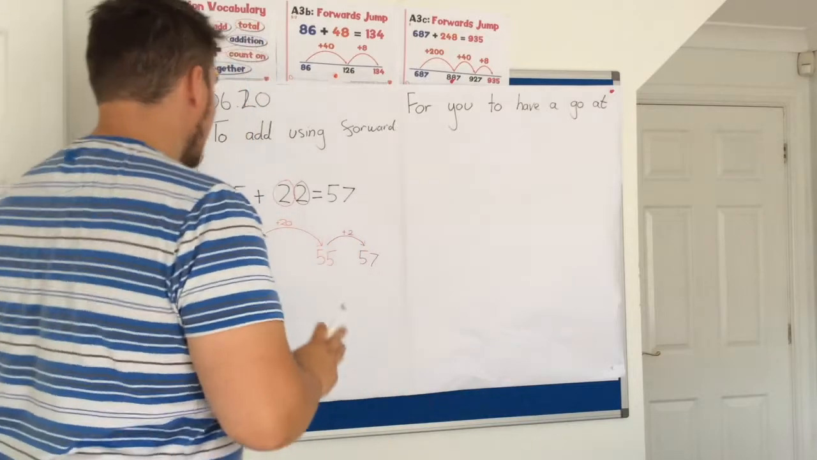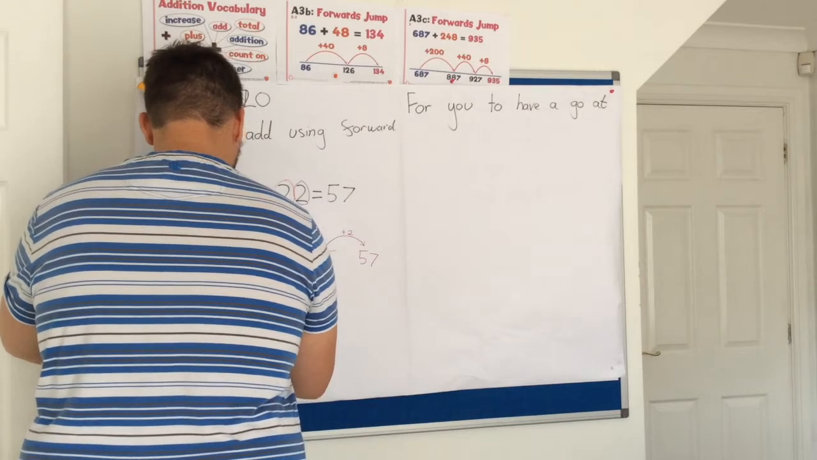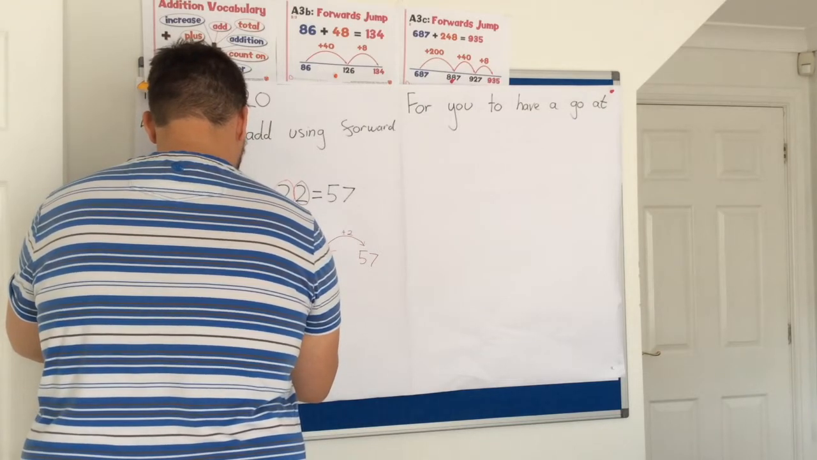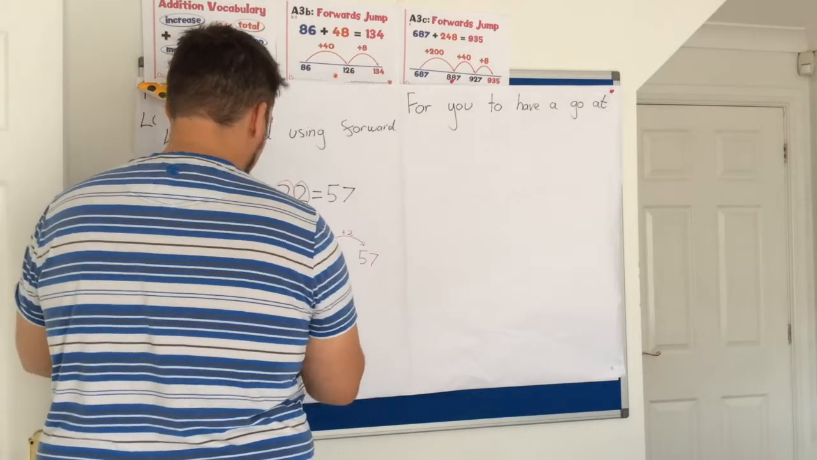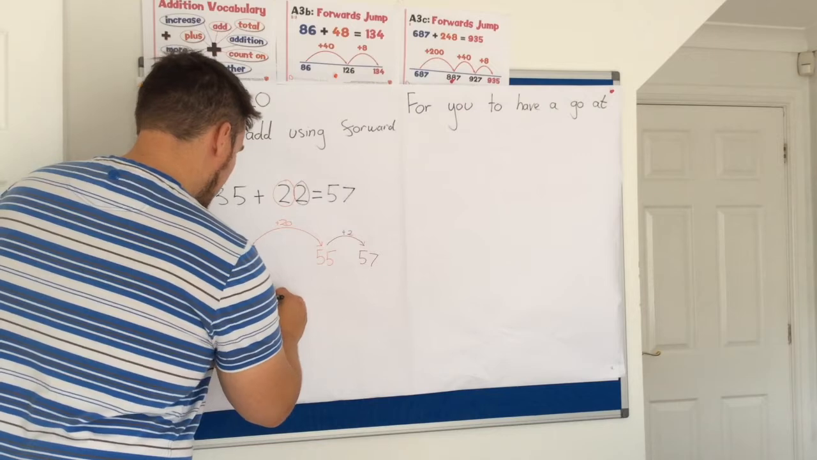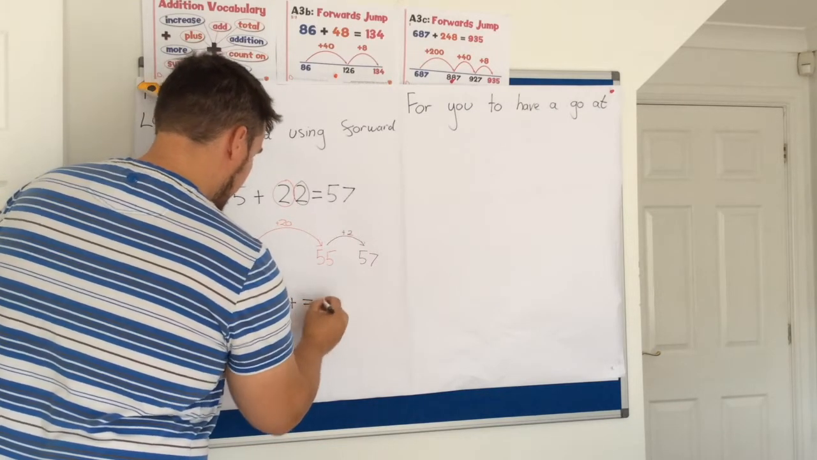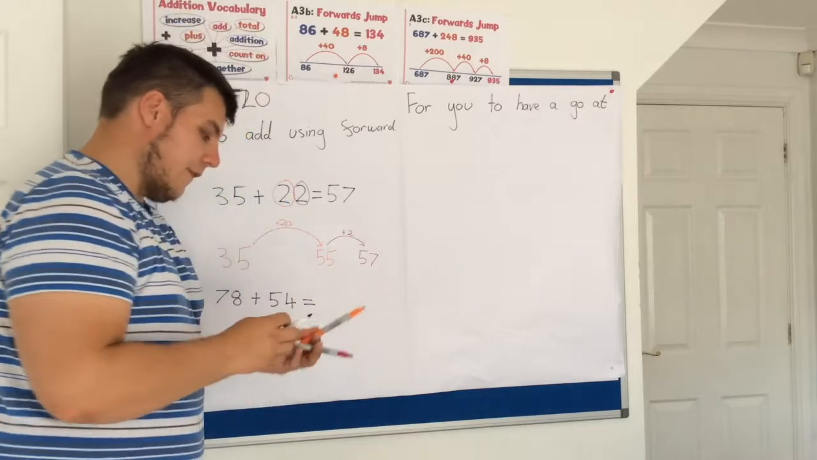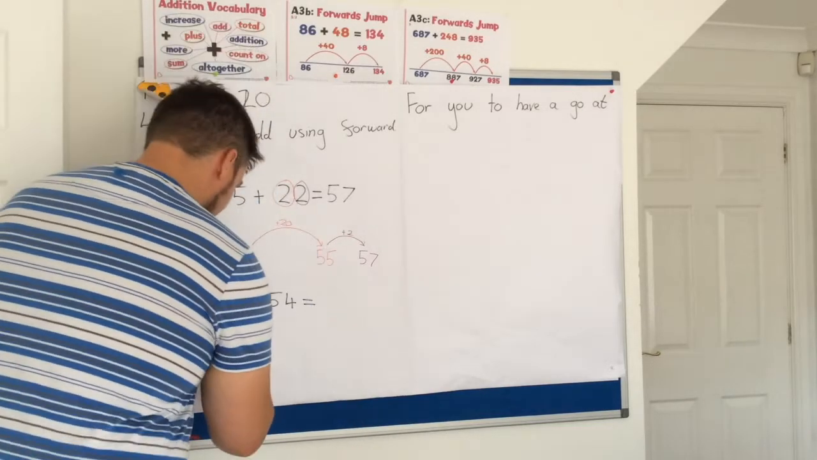Okay, so I'm going to do a slightly more tricky one now. I'm going to do 78 add 54. Okay, so 78 add 54. I'm going to do it in exactly the same way. I'm going to put my 78 here.